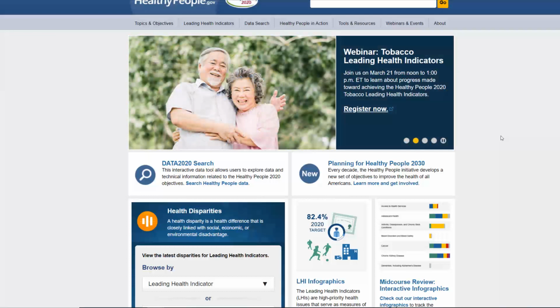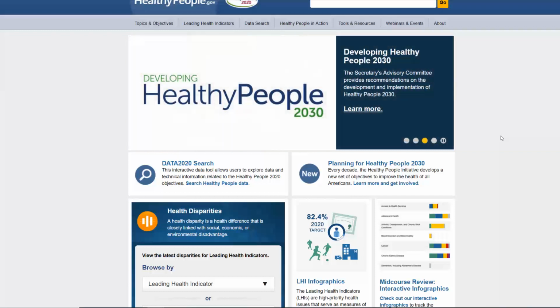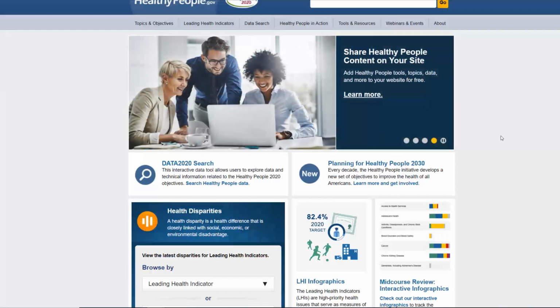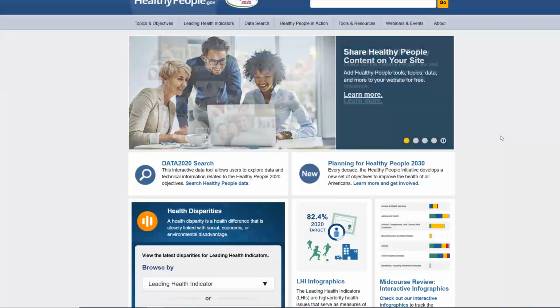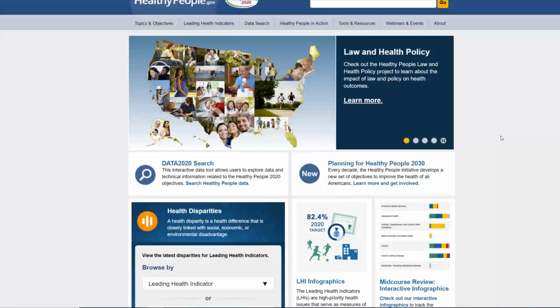Overall, the initiative provides a broad set of objectives to target both disease prevention and improved health. And every 10 years, the initiative is reviewed and adjusted to meet the current needs. So Healthy People 2020 is already out and being used, but there is an advisory board that is already being recruited to start putting together Healthy People 2030.